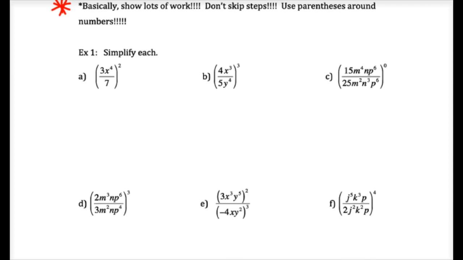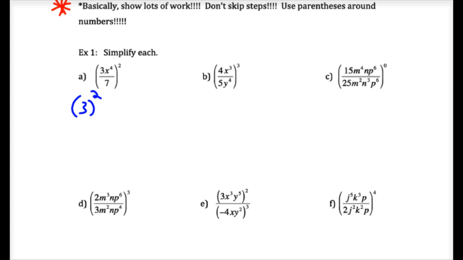All right, let's start easy and then get more difficult. 3x to the 4th over 7, all squared. Take the 2 and put it on everything. What would that look like without parentheses? Do not start squaring numbers without putting a 2 on them. You would write 3 squared. Okay, 3 squared. But what do you got to put around it? Parentheses. Yes. Guys, please, please, please do that with numbers.